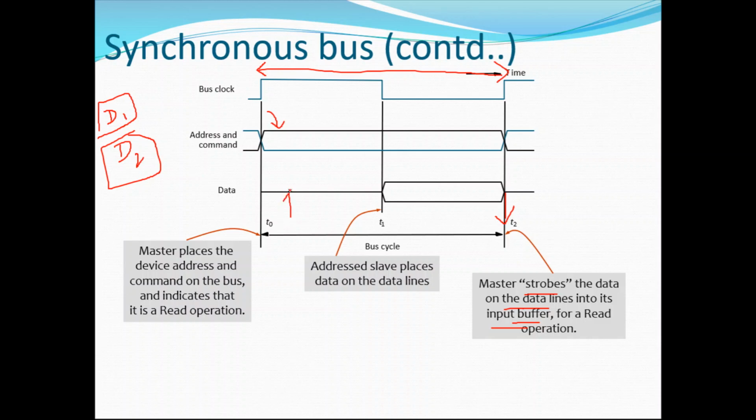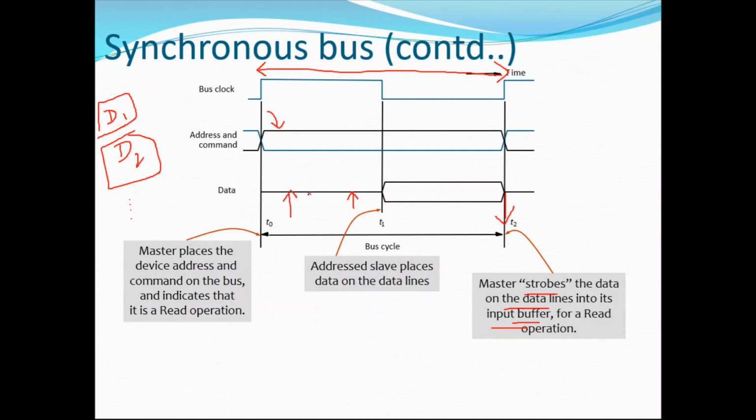Are you getting? But device 2 is very slow. It can identify this only at this time and it can place the data only at this time. Okay, right? Now the question is we need a common clock to control all the devices. So here I have given two devices, but there may be n number of devices. Different devices may work at different speeds.